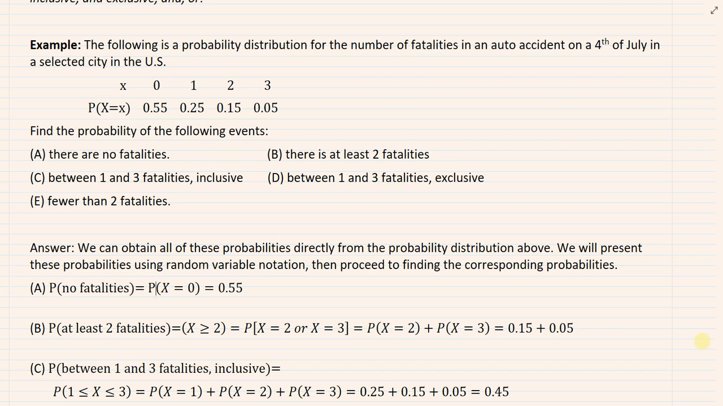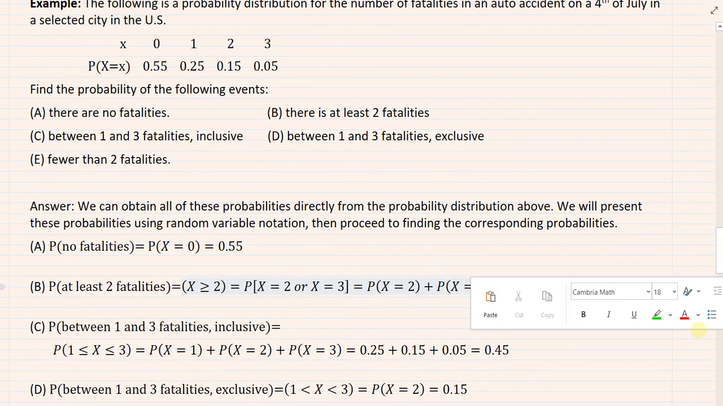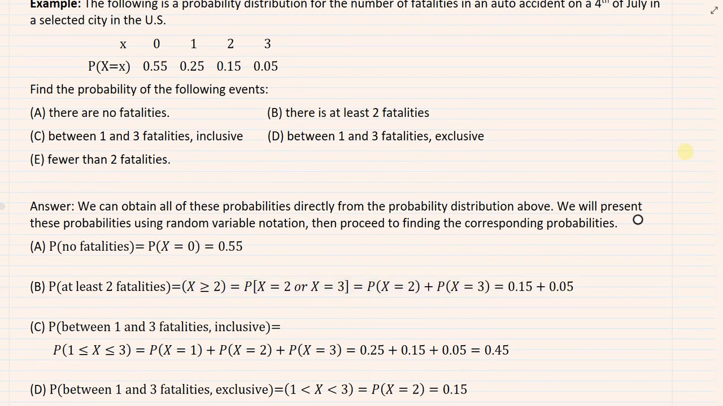Part D, the same kind of probability statement. I just changed the keyword inclusive to exclusive. Now exclusive excludes the values, so the endpoints are now excluded. So the probability between 1 and 3, well, if I'm not supposed to count 1 and 3, that just leaves me with 2, doesn't it? So this becomes the same as the probability of exactly 2 fatalities, and that's 15%.